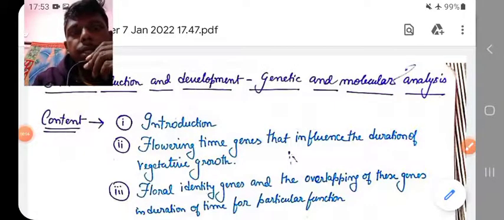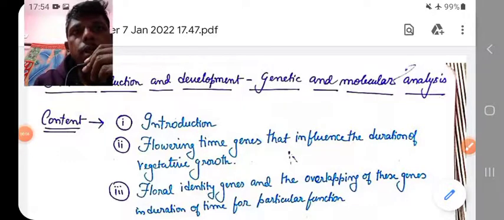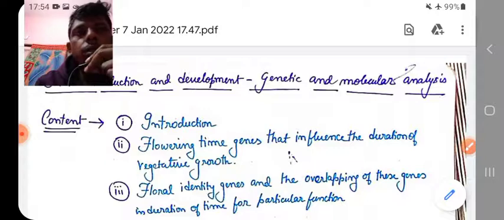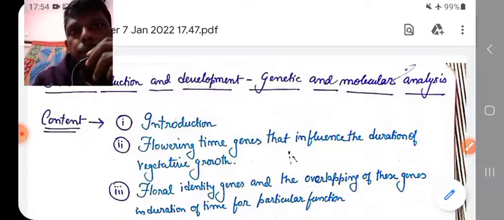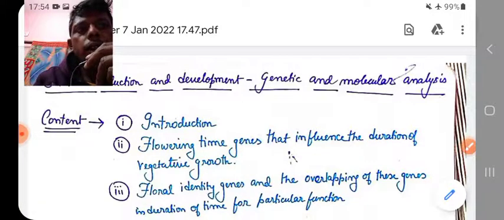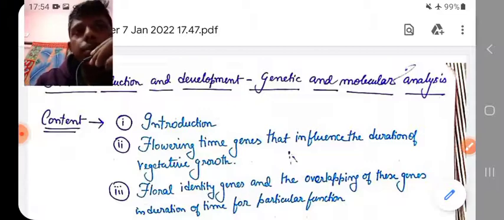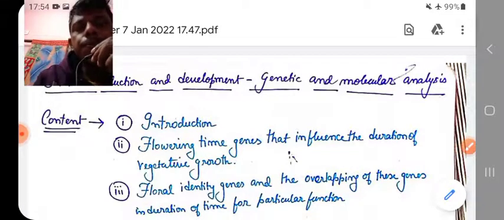Let us discuss floral induction, development, and the genetic and molecular analysis. This part is related to genetics, given in the flower gene development section. I hope you will be able to understand what I am going to teach you this time. So let's get started now.